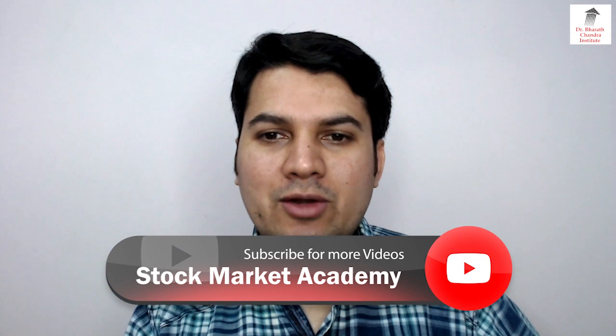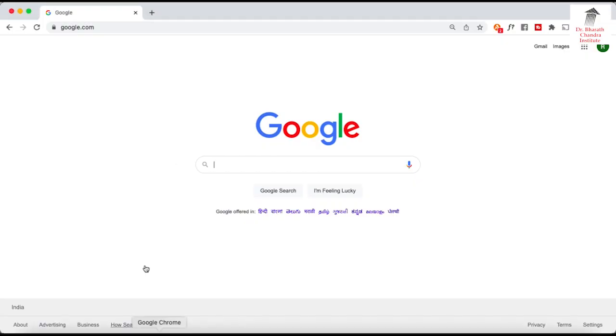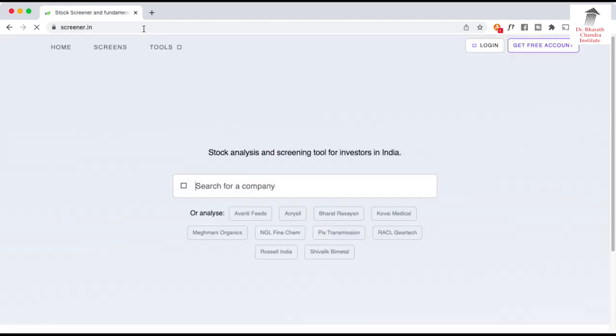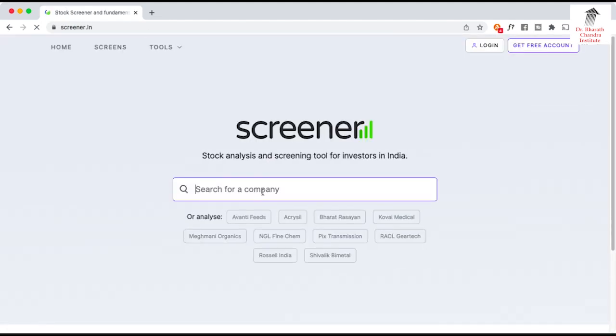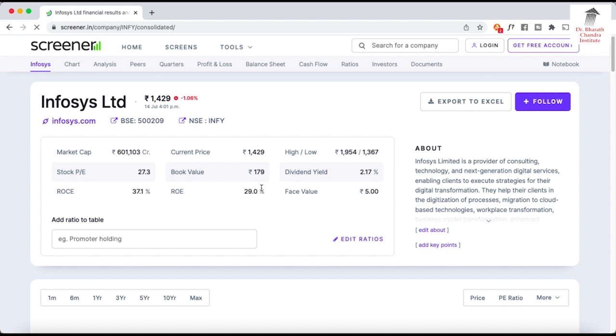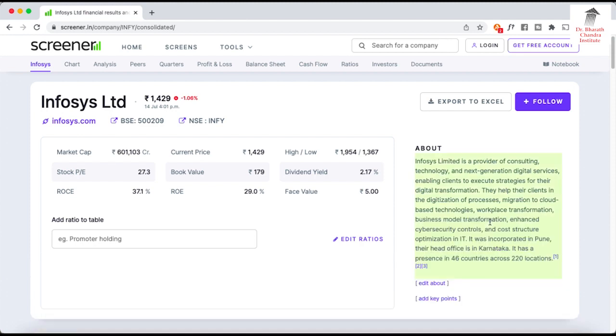Now the second website which I always see, very easy and very simple to use, is screener.in, which will give you very good information about stock analysis. Now I'm going to go to screener.in. Remember, it is screener.in, not screener.com. Let us say I want to select Infosys. I search for Infosys and click Infosys, and it gives me a snapshot of the basic information about the company: market cap, current price, 52 weeks high and low, PE ratio, book value, dividend yield, etc. And then some information about the company's business, what it does and where it is located.